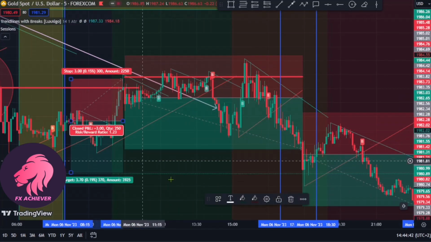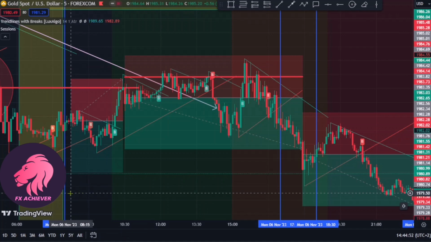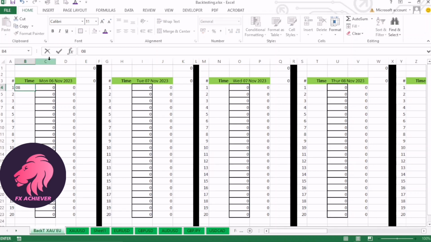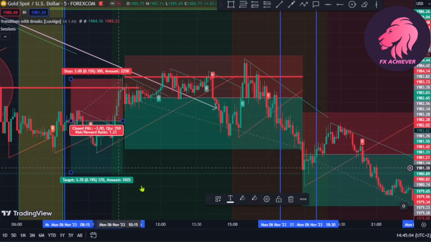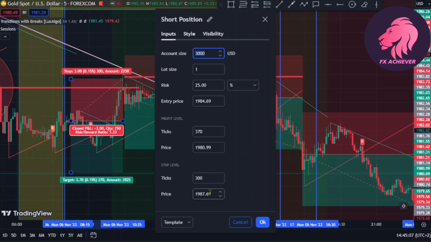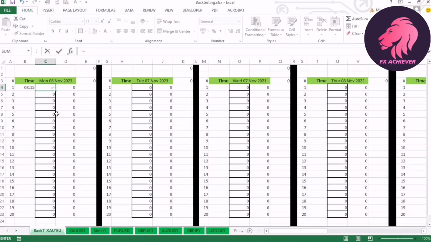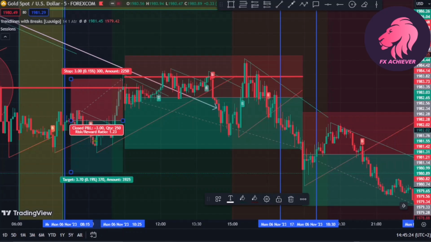Then what happens is I take the trades which I placed and I do my calculations. As you can see, this trade was taken at around 0815. Then I come here, I do my calculations, 0815, and the stop loss is actually 300. So I will have a negative 300 here. I already populated everything. As you can see, it's showing my losses, and if I'm on profits, it will show my profits.